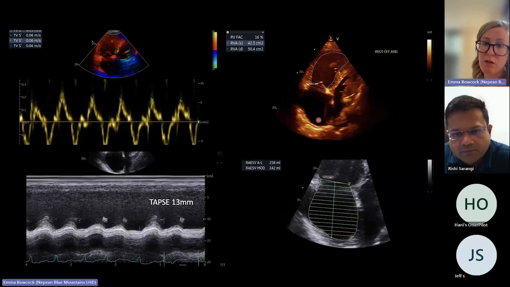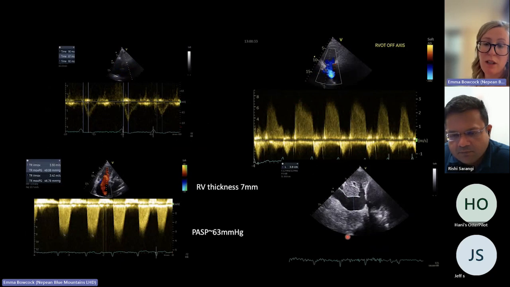And his metrics were all down, so fractional area change of 16, S prime of 6 centimeters per second, TAPSE of 13. He had a big right atrium. So all of these features, as we talked about in the beginning, are suggestive of pulmonary hypertension. Pulmonary pressures of more than 60, again, keeping with chronicity. His RV free wall was thick, and then other parameters that we can look at for pulmonary hypertension.